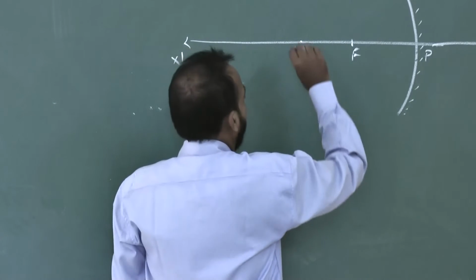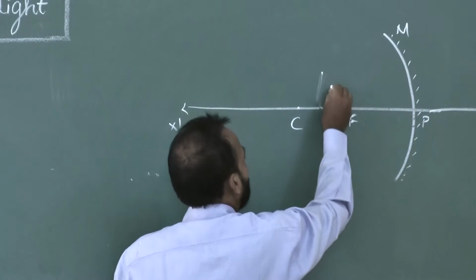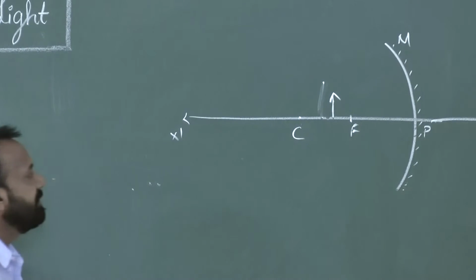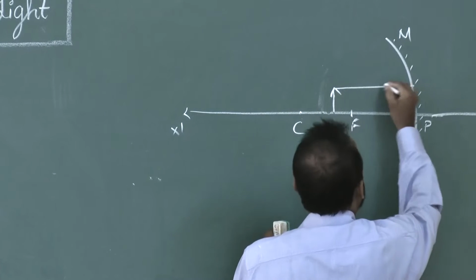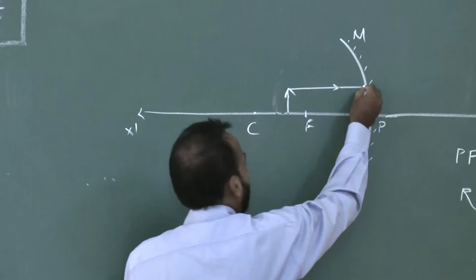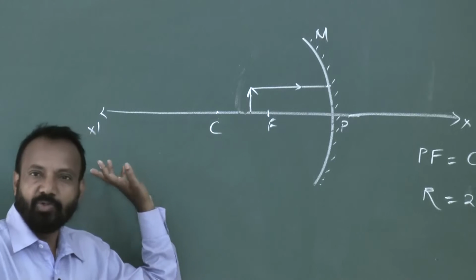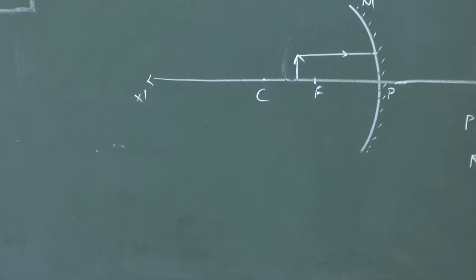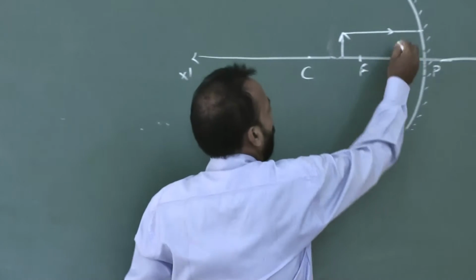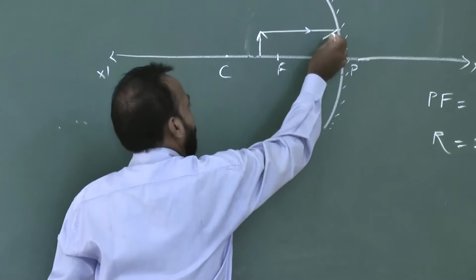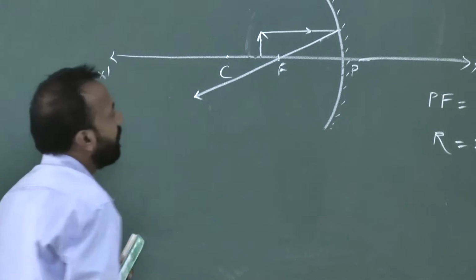Now the object should be there, in between focus and center of curvature. Now you draw with me. If the incident ray is parallel, then the reflected ray is passing through the focus. Write F.